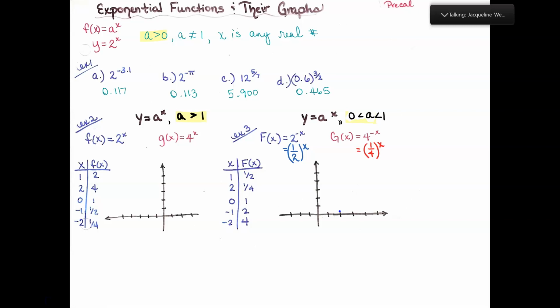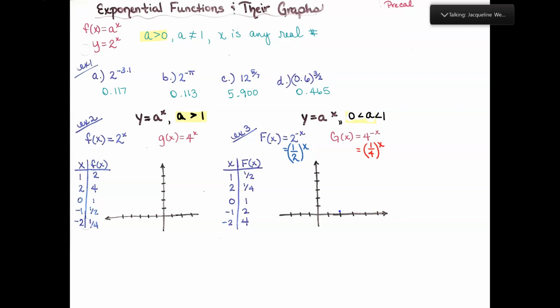All right, so we said that a had to be greater than 0 and not equal to 1. So that means that a could be greater than 1, or a could be between 0 and 1. All right, so let's look at that first scenario. Let's look at y equals a to the x when a is greater than 1. So that would be something like 2 to the x. All right, y'all, we can plot anything on the face of the earth if we just plot enough points.